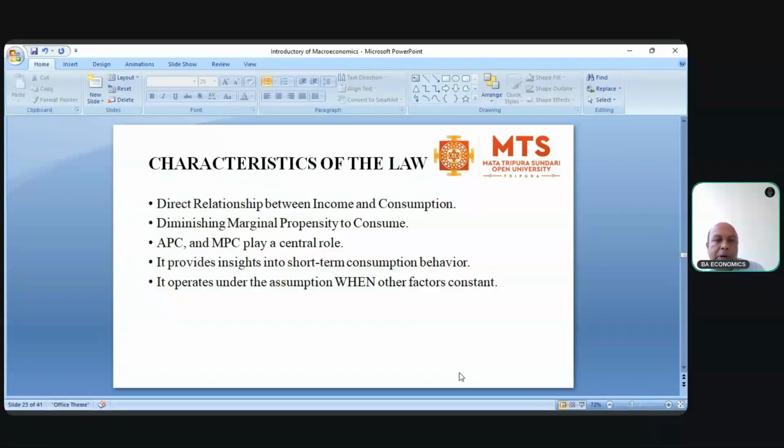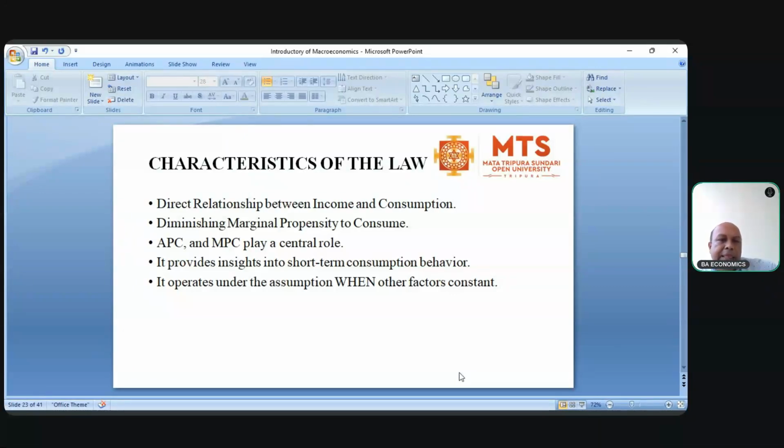APC and MPC also play a vital role in this theory. What is APC? Average propensity to consume, and MPC means marginal propensity to consume. The APC formula is C by Y, which means total consumption divided by disposable income. In this way, you can find the average propensity to consume. The marginal propensity to consume formula is del C by del Y, where del basically means delta, or change. While income changes, consumption also changes, and this is indicated by the marginal propensity to consume.